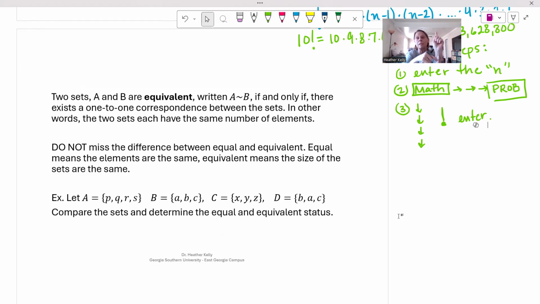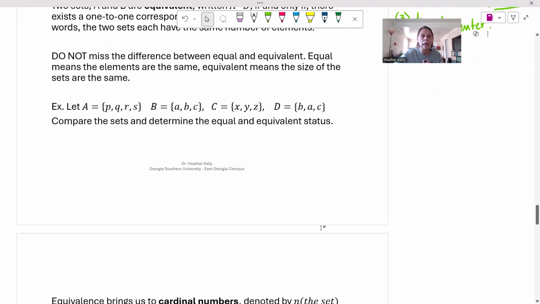Okay? So they have to have the same number of elements. Now, don't miss the difference here between equal and equivalent. It's important. Equal means the elements are exactly the same, and it also means that they are equivalent because they're of even size. But equivalent does not say that they are the same elements. Okay, so be careful with that. Let's lean into it just a little bit. And I have us 4 sets right here, and we're going to compare the sets and determine their equal and equivalent statuses.